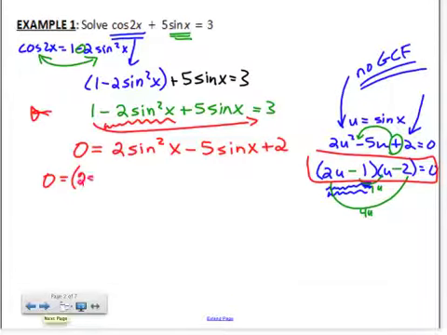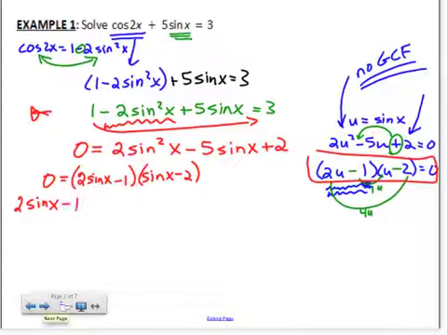I'm going to go straight to 2 sine x minus 1 times sine x minus 2 equals 0. Now we have 2 cases. This is where some of you get really sloppy in your work, and it's really unacceptable. So here's what we want. We want you to set up 2 separate equations. That's the first thing we want to see.